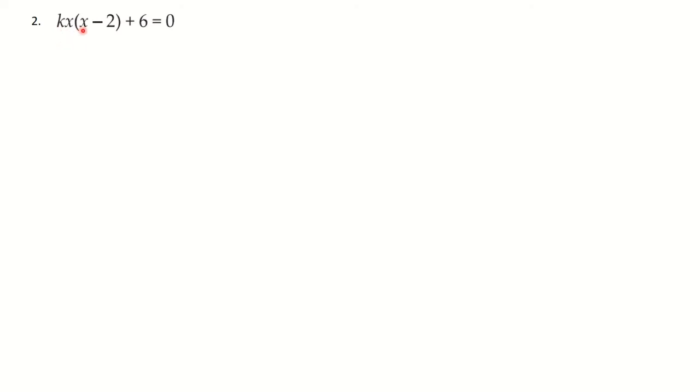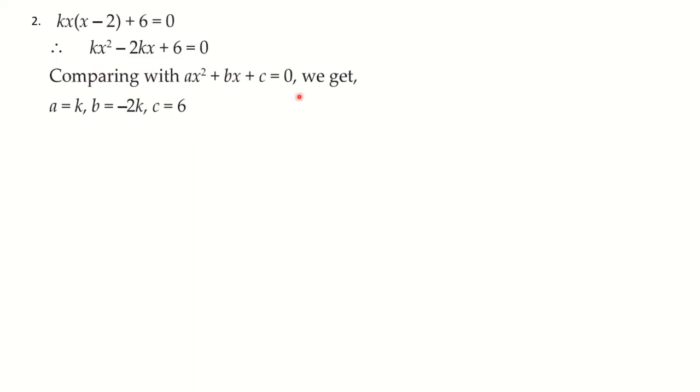Kx into x, you are going to get kx square minus 2kx plus 6 is equal to 0. So write down that step. Kx square minus 2kx plus 6 is equal to 0. Now you will find that this is in standard form, that is ax square plus bx plus c is equal to 0. So immediately our next step is comparing with the standard form. We get a is equal to k, b is equal to minus 2k, please write it properly along with sign, and c is equal to 6. Okay, so this way you can write down values of a, b and c.